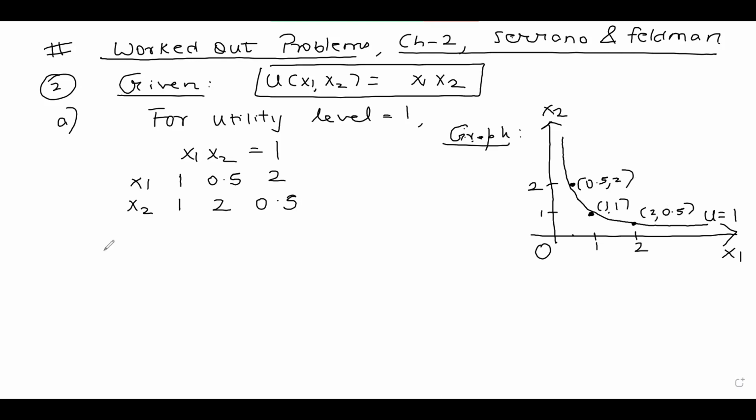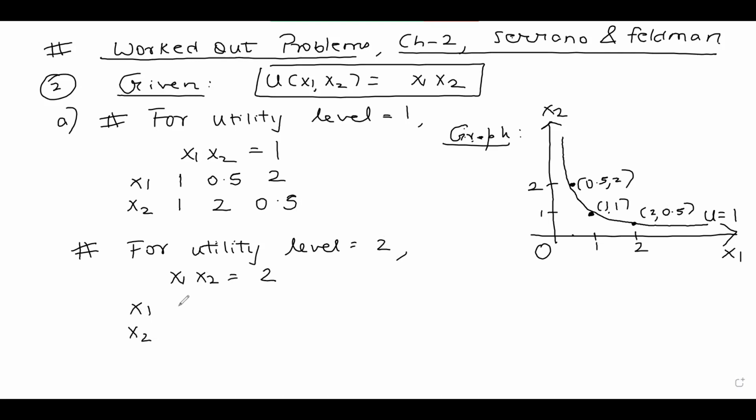Similarly, let's plot the indifference curve for a utility level equal to 2. For utility level equal to 2, I have x1 times x2 equal to 2. When x1 is 1, x2 is 2. When x2 is 1, x1 is 2. Then when x1 is 0.5, x2 is 4. And when x2 is 0.5, x1 is 4. Okay, so let's plot this now.